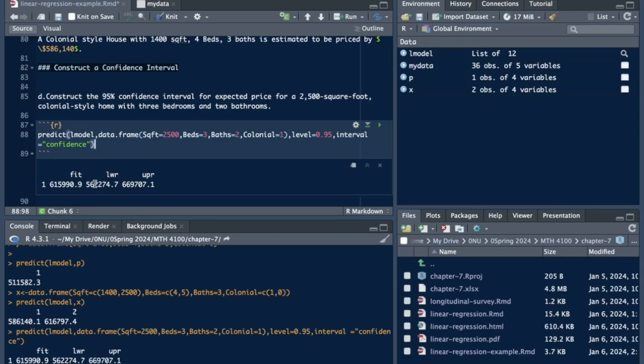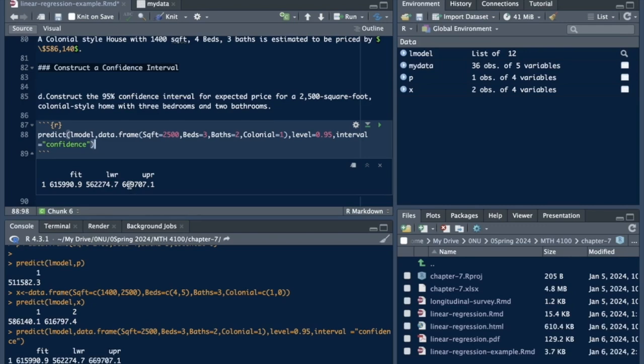So the 95% confidence interval suggests what? We are 95% confident that the true value of the response variable is going to fall within this interval. I mean, I don't like to use this term, but that's fine. We are 95% confident that the true value of the response variable falls within the interval between $65,000 and about $67,000.